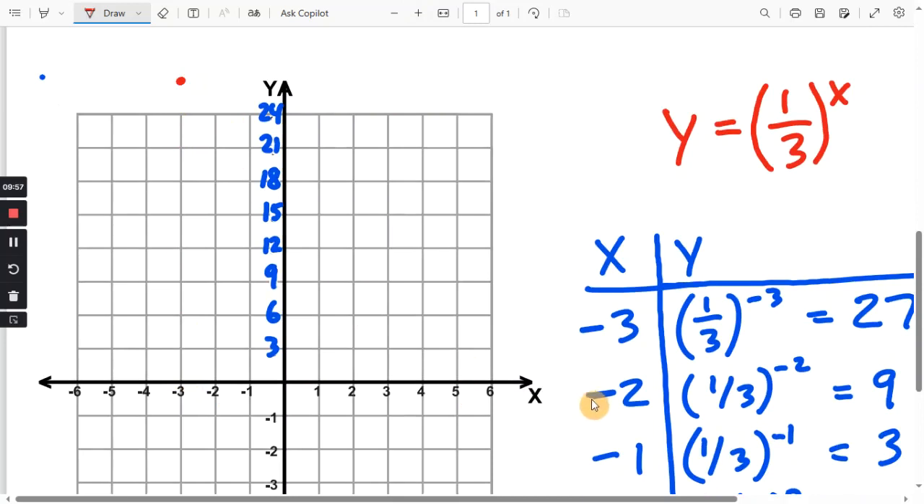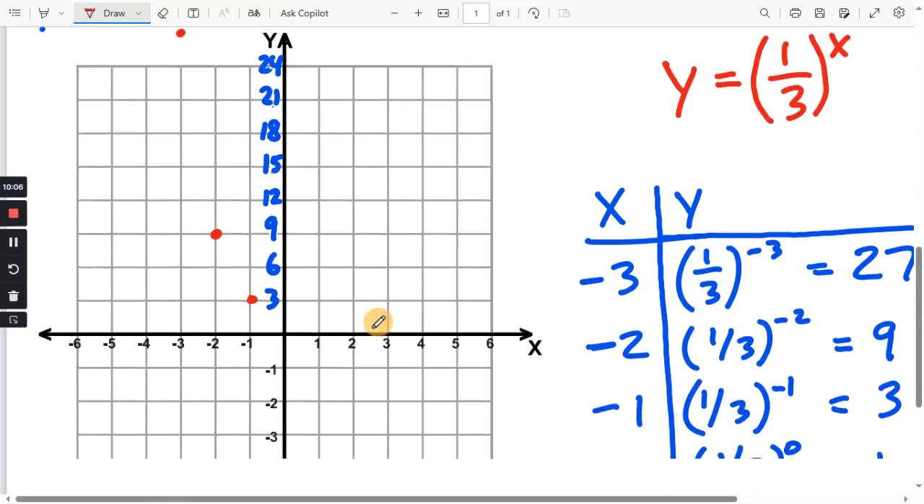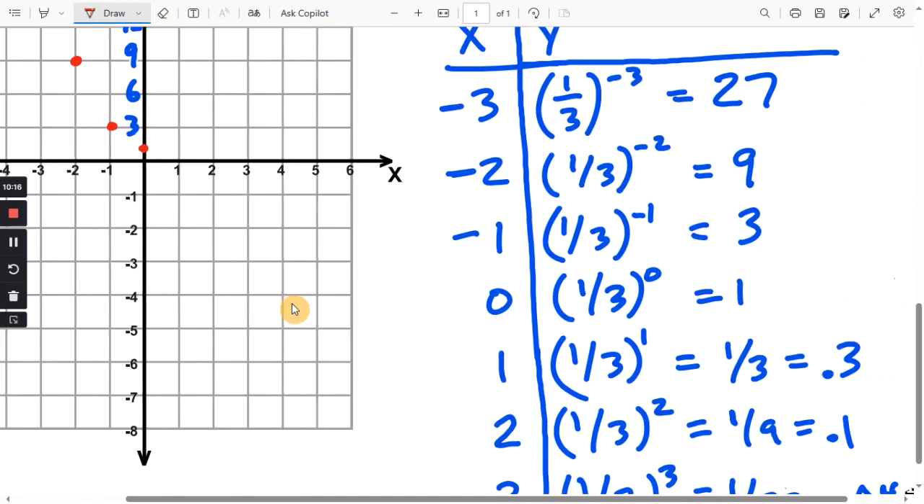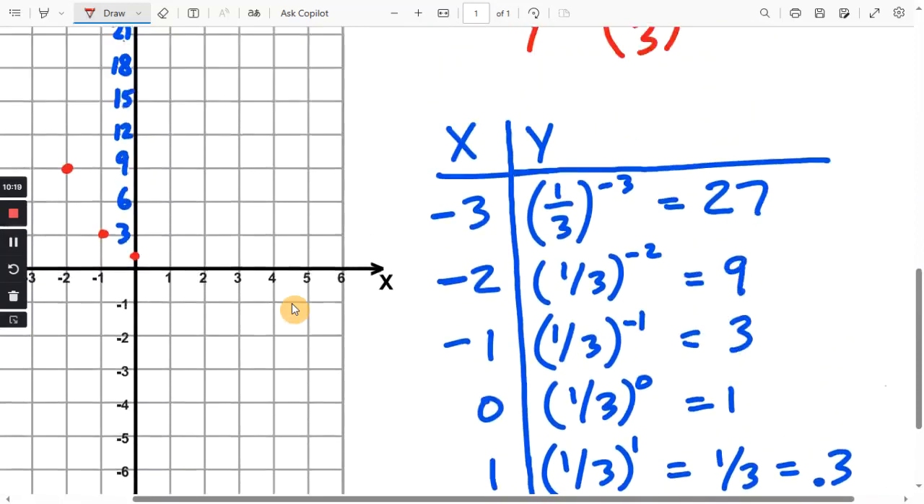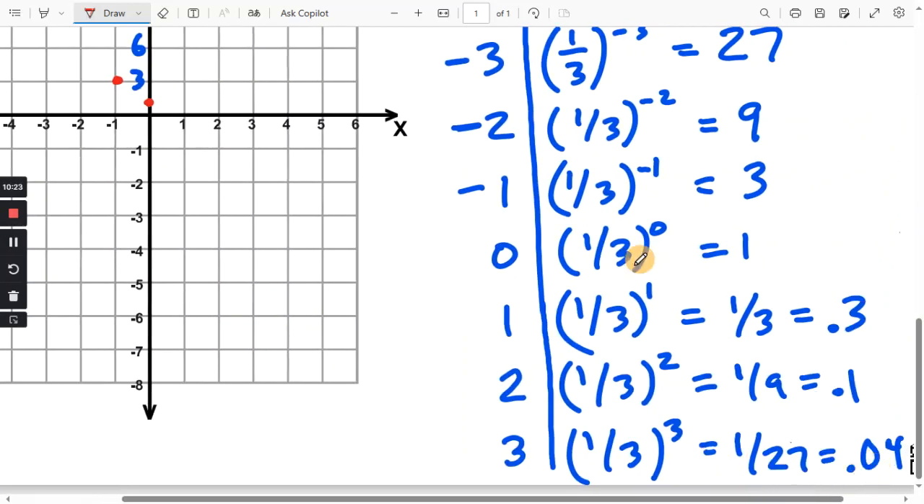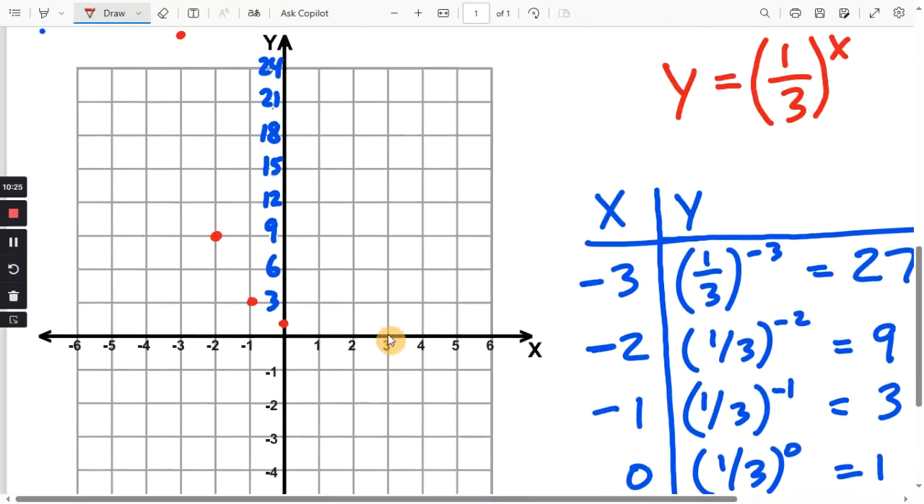Okay, at -2, it's 9. So at -2, I'm going to go to 9. At -1, it's 3. At 0, it's actually 1. So that's going to be a third of the way between 0 and 3. And of course, it keeps getting smaller: 0.3, 0.1, 0.04. By the time it's at x equals 3, it's almost touching the x-axis.